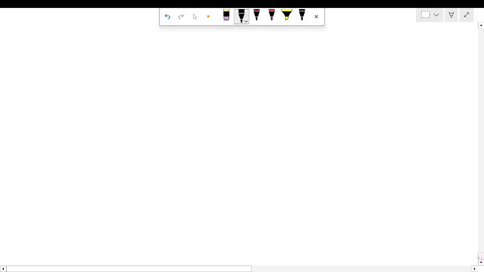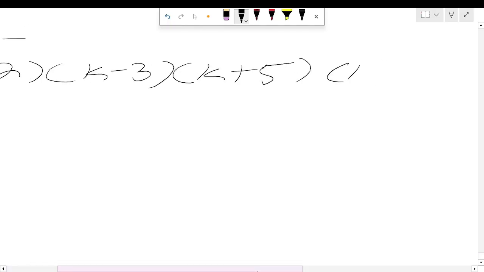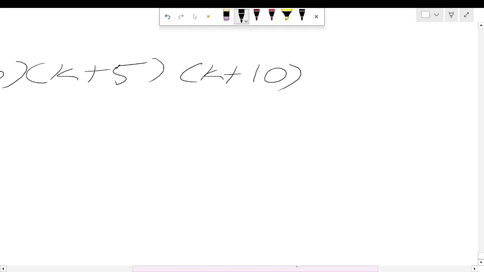Now let's move on to question number 16. So question number 16, I'll write k plus 2, then we have k minus 3, we have k plus 5, and then we have k plus 10. So after writing that, at the end, what we have left is positive 375.